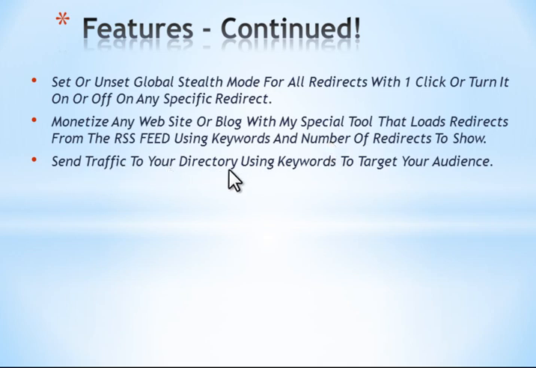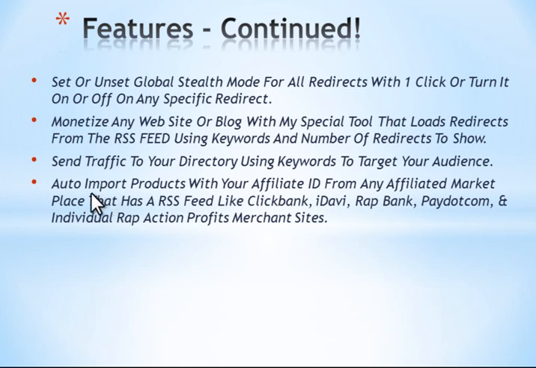You can send traffic to your directory using keywords to target your audience, and I'll show you how that works as well. You can auto import products with your affiliate ID from any affiliate marketplace that has an RSS feed, like ClickBank and Davi, WrapPay.com, and individual Wrap Action Profits sites. And I'll show you an example of this. ClickBank doesn't have its own RSS feed. You have to use a third-party service. Just do a search. It's very simple to do.